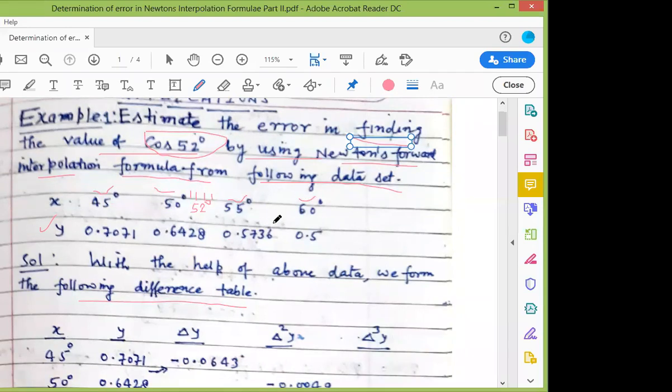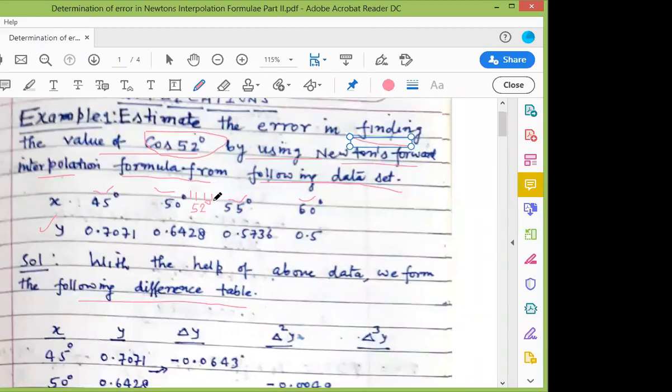How many data? Data are 4. Values of function 4, values of arguments 4. 52 is near to 50 as compared to 55. So how many data are crossing? Only 2 data are crossing here. So we are applying it here.